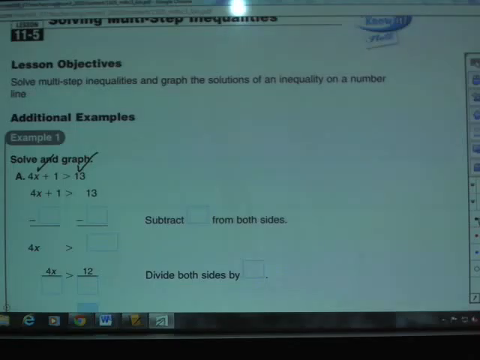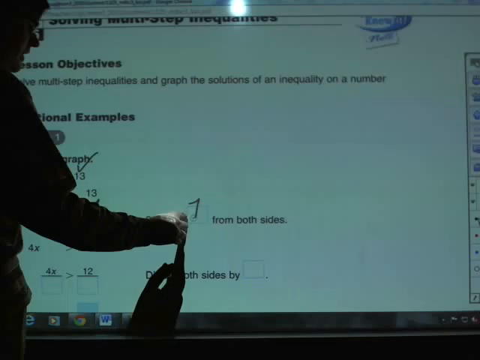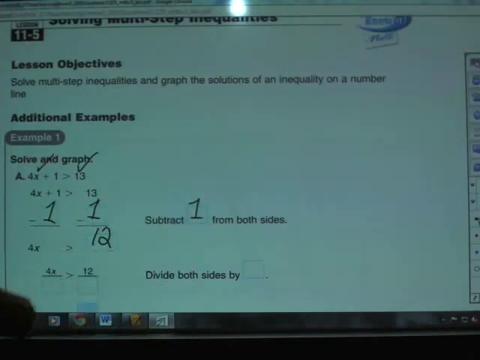Now as far as moving the 4 and the 1 go, we remember that the thing that's directly connected to the variable goes last. That's a rule we use for equations, and it's the same rule we use for inequalities because remember, they're solved the same way here. So I'm going to start solving by subtracting 1 from both sides. Since 4 is going last, that means 1 is going first. I subtract 1 from both sides, and I end up with 4x is greater than or equal to 12.